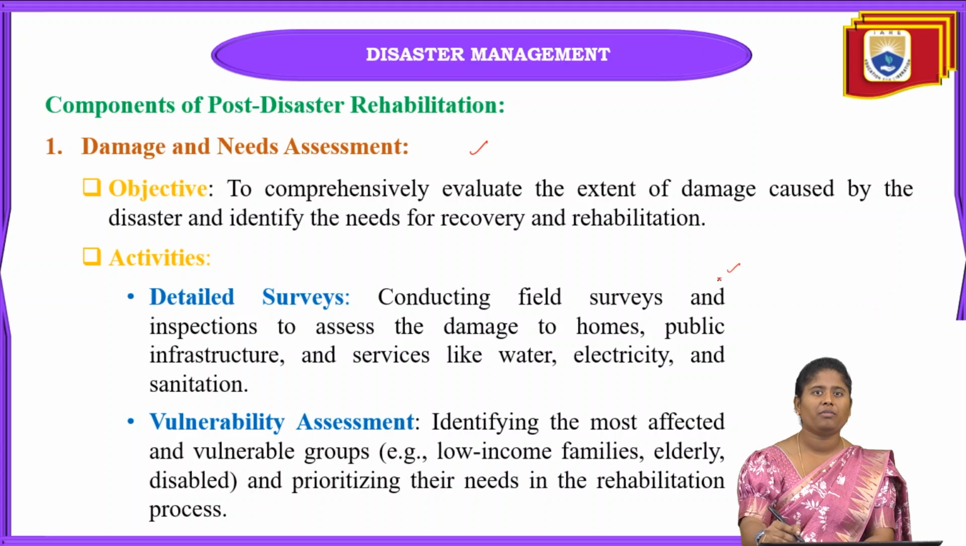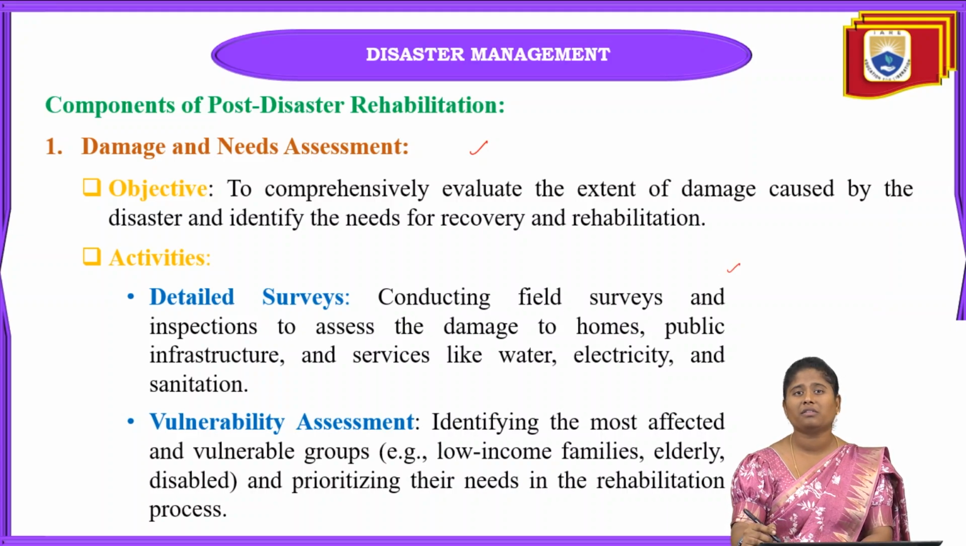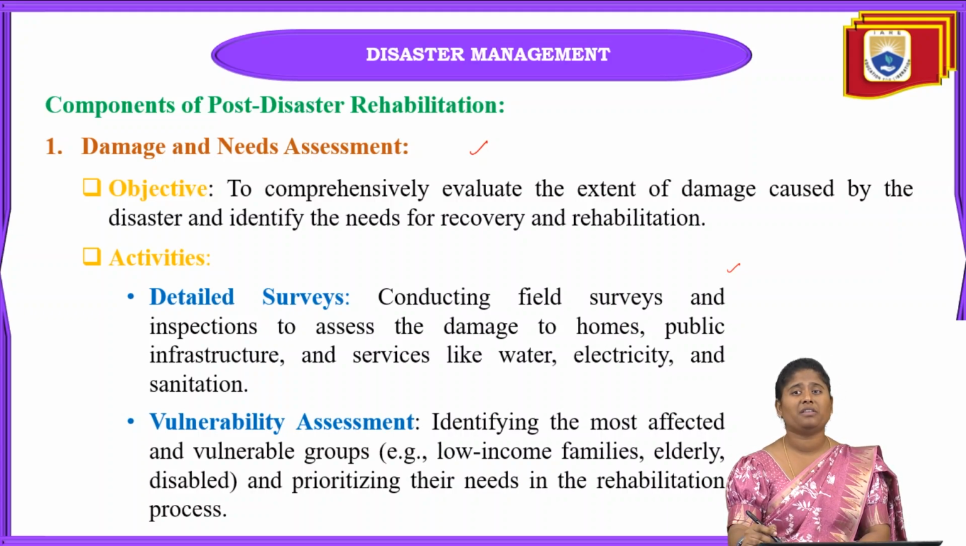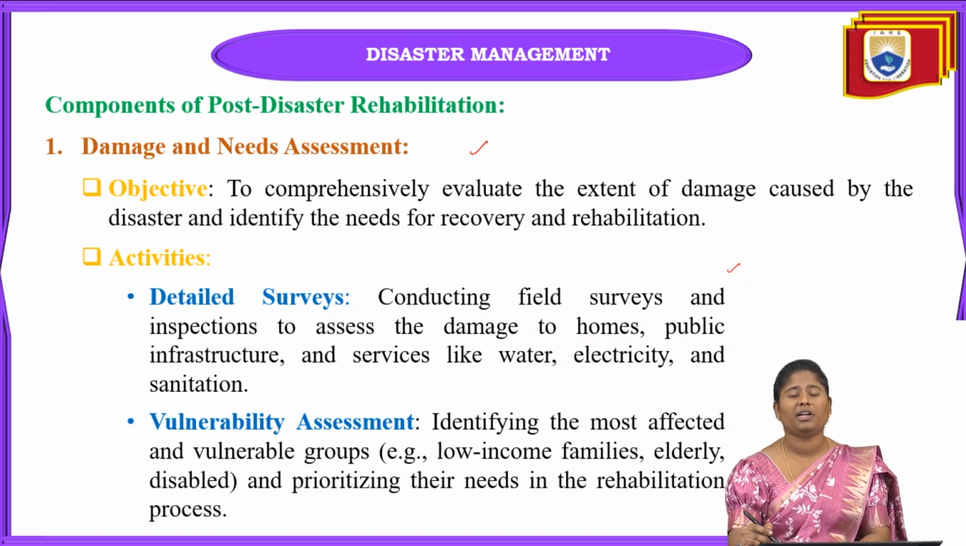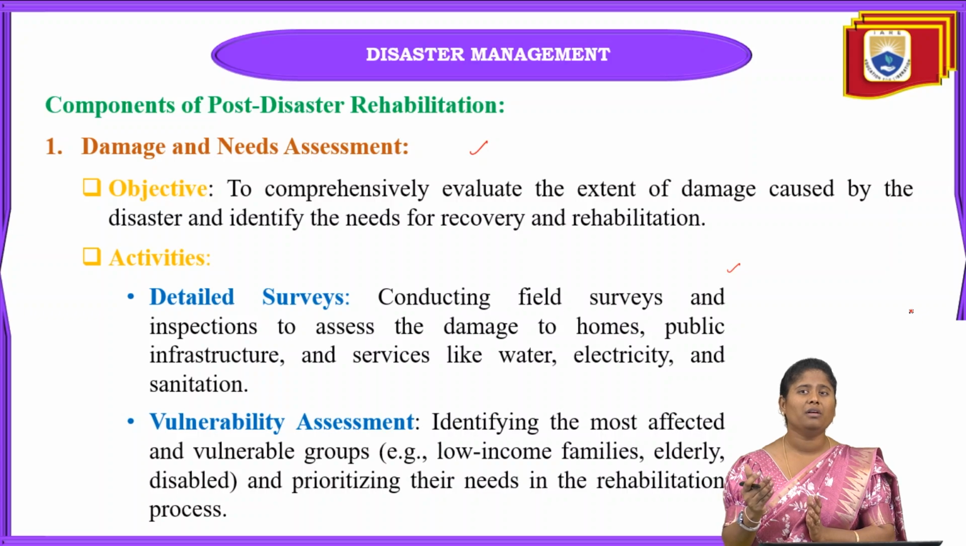And next is activities. The main activities in damage and needs assessment are detailed surveys. We conduct field surveys and inspections at the disaster-affected places, such as homes, public infrastructure, and services like electricity, communications and water facilities. We have to do a detailed survey here, to know how much damage is done and how much funding can be given to the disaster-affected areas.